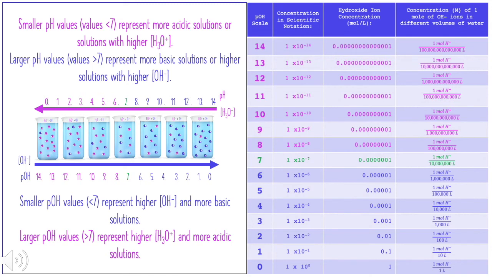So what this is showing you is that smaller pOH values, so values on the pOH scale that are less than 7, are going to represent higher concentrations of hydroxide ions and more basic solutions. And then larger pOH values, or pOH values that are greater than 7, are going to represent higher concentrations of hydronium ions and more acidic solutions.